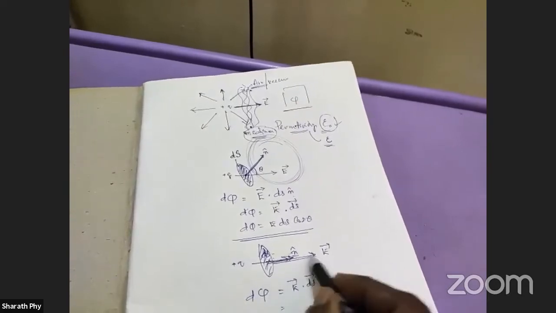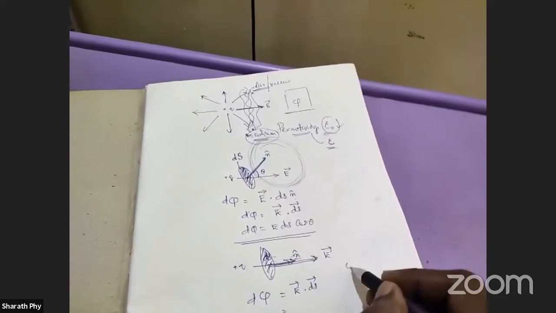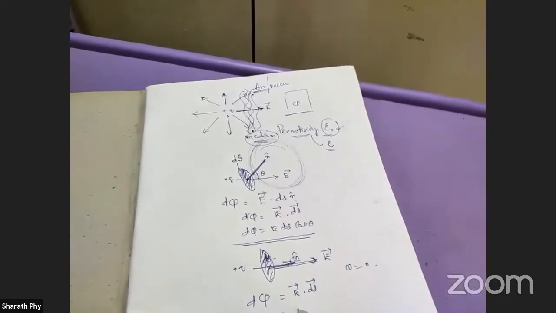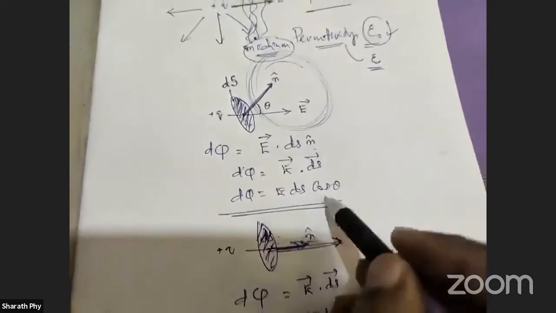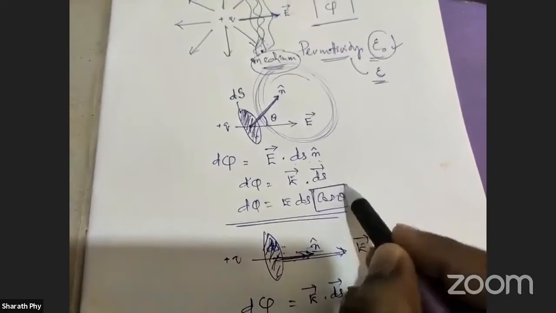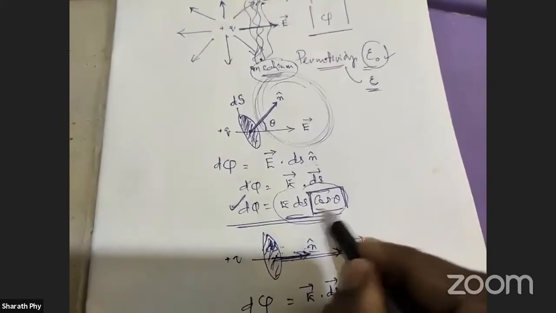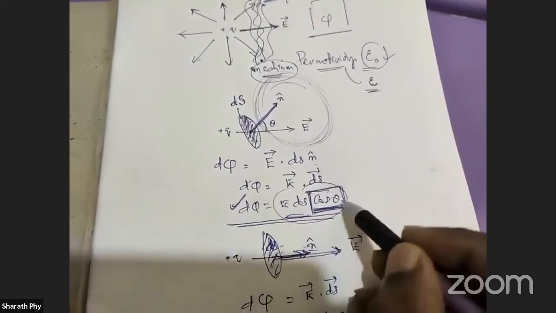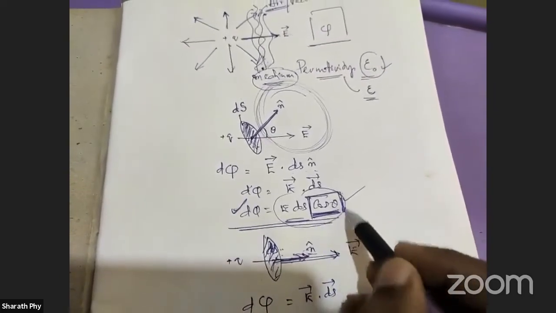The angle between the area vector and the electric field is 0. So E ds cos theta is the formula. Here you see this formula: whenever we get trigonometric function ratios in any formula, the total value becomes maximum when this trigonometric function becomes maximum, and minimum when this trigonometric function becomes minimum.